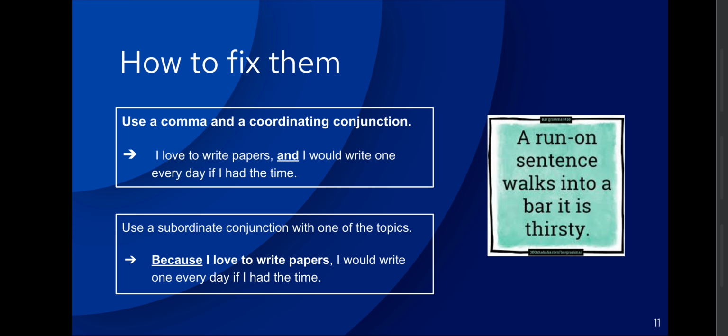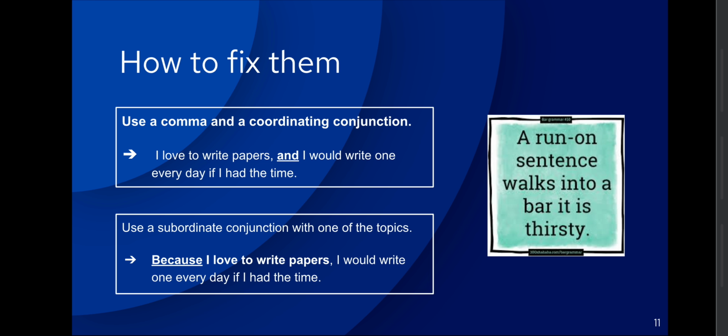The third way to correct a run-on sentence is using a comma and a coordinating conjunction, which gives you, I love to write papers, and I would write one every day if I had the time. Here, the and is the coordinating conjunction and is allowing the reader to keep one sentence, but make it a lot more fluid for the reader.